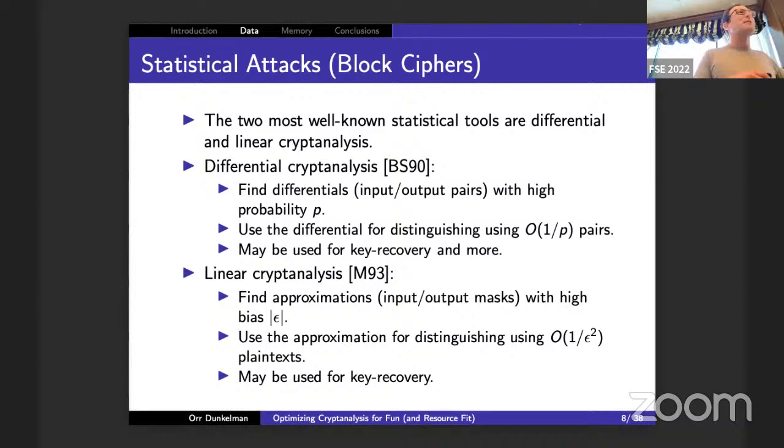Linear cryptanalysis by Matsui, again, you find approximations. So you have input mask, input bits, which are related somehow to output bits. There is some high bias, epsilon, and you're trying to distinguish the scheme. You need about 1/ε² plaintexts, and you can also use it for key recovery. You can do some other things. So these are the two tools that we're working with when we're working with block ciphers. So the question is how to reduce the data complexity of these two tools.